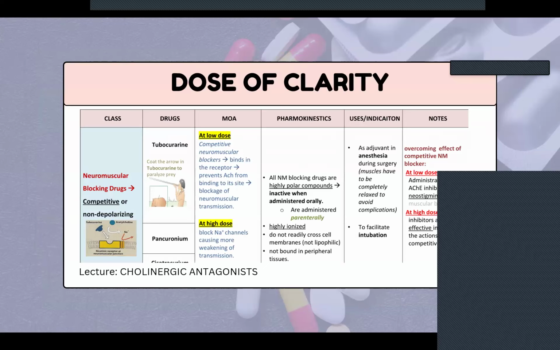And we can reverse the effects using neostigmine. That was also another keyword because neostigmine increases acetylcholine levels. So it would antagonize the effects of tubercularine.